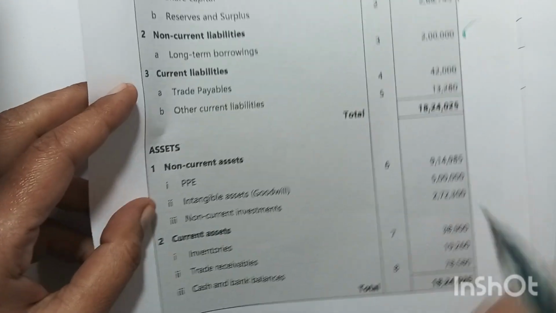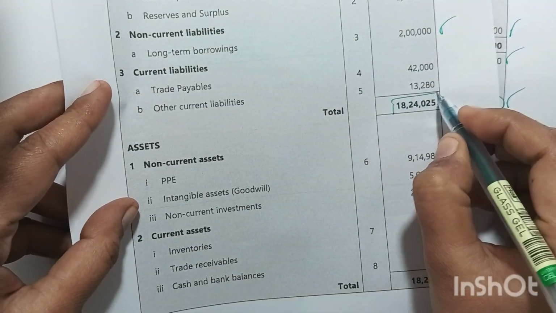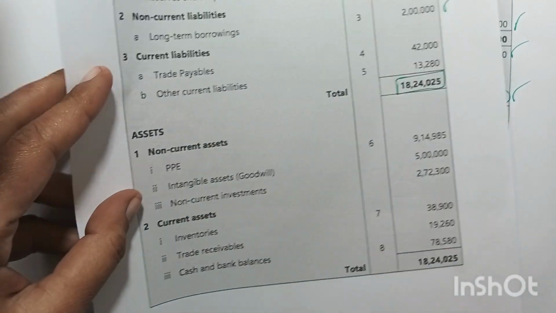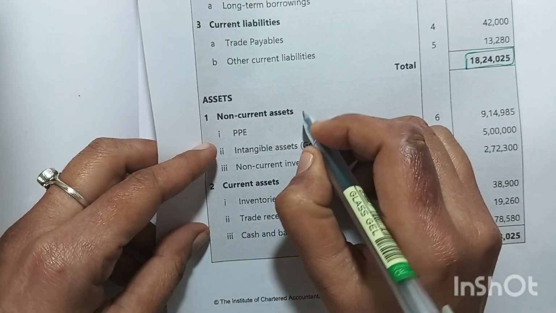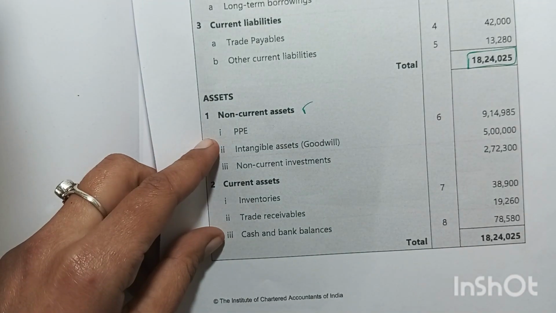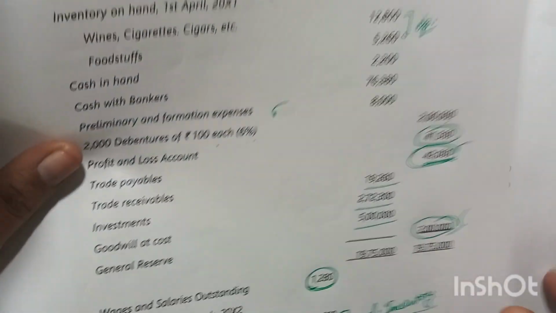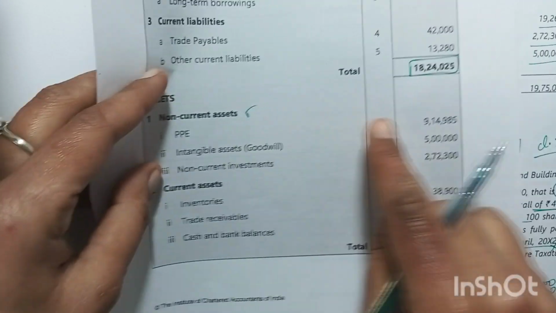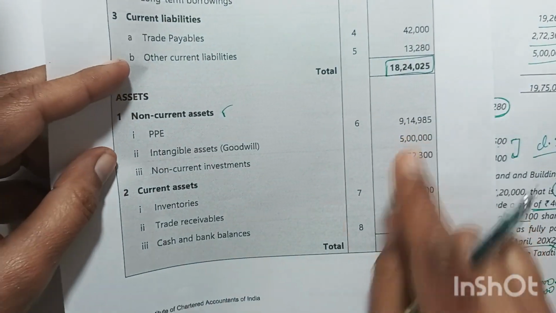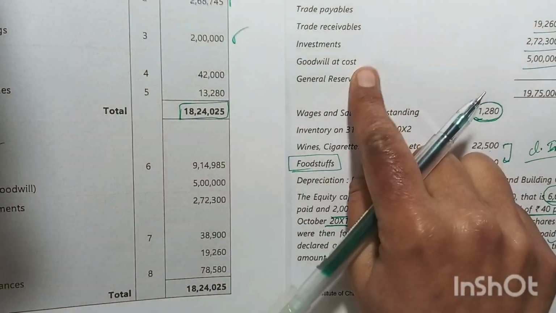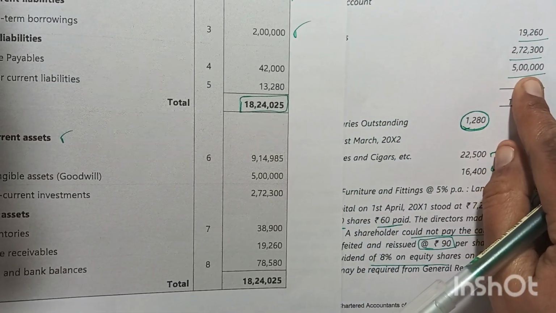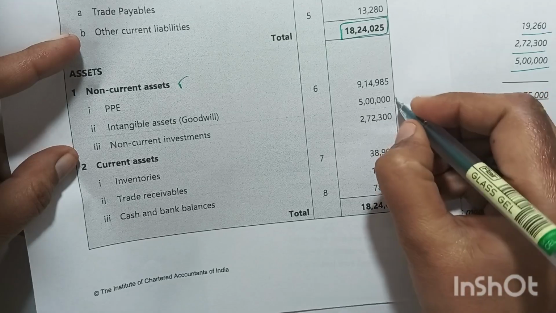Okay, so total amount of the equity and liability side of the balance sheet is 18,24,025. Okay, now we come into the non-current assets part. In non-current assets, we have two assets, that is freehold land and building, and the furniture and fixtures, and we will mention them after depreciation. Simply two assets are given under non-current assets, PPE. In the PPE we will mention the two assets total. And in intangible assets, we have goodwill at a cost of 5 lakh. So it will come directly as 5 lakh.